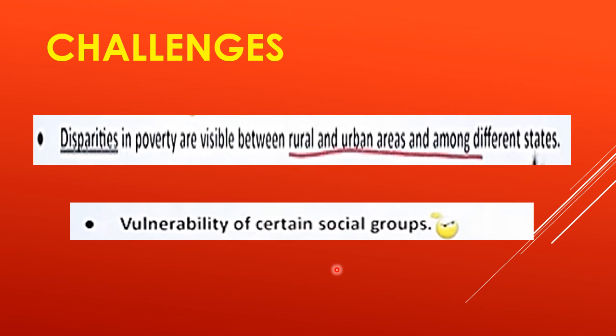And also we see the disparity of poverty in different states. Some states are doing very well, and other states still are below the poverty line. People are below the poverty line, so they have to work. So these are the challenges. And certain social groups, especially the scheduled tribes and the scheduled castes, are vulnerable to poverty. So we have to do something about this. These are the two main challenges to eradicate poverty from our country.